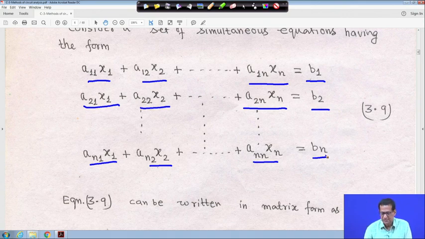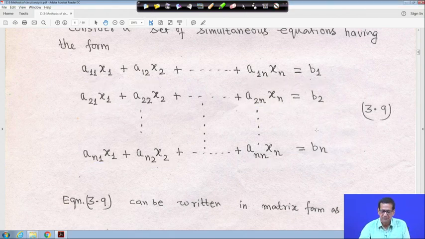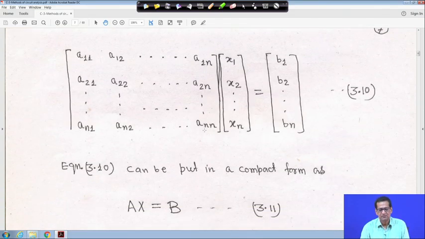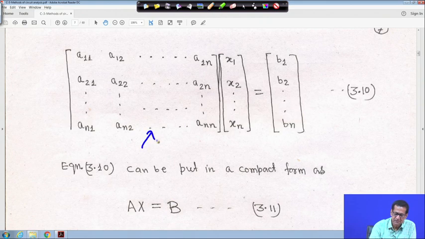If you put this equation in the matrix form, then we can make it like this: this is your A matrix, it is A11, A12, A1n. All these things you have studied a little bit in your higher secondary, in the matrix chapter. And this is your x1, x2, xn. So A matrix is n into n matrix, and x is actually an n into 1 vector, and on the right hand side b1, b2, bn, it is actually b, an n into 1 vector. So this is given as equation 10.